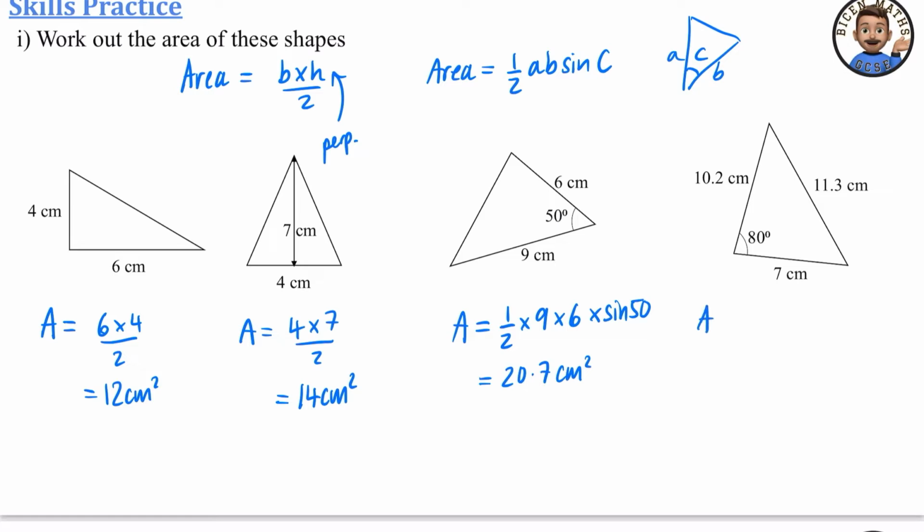Now in this one that we've got here, we need to make sure we select the correct numbers. So it's going to be a half AB sine C, but the ones that you use are the two sides that are either side of the angle. So the 11.3 here will not be used. The area is just going to be a half multiplied by the 10.2 and the 7, and the sine of the angle in between, which is 80 degrees.